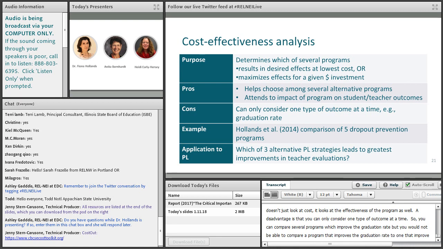An example from the literature is a study that I conducted with a number of my colleagues comparing 5 dropout prevention programs to see which one was most cost-effective at producing high school graduates. I'll show you the results in a second, but an application of professional learning might be to investigate which of 3 alternative professional learning strategies leads to the greatest improvements in teacher evaluations.